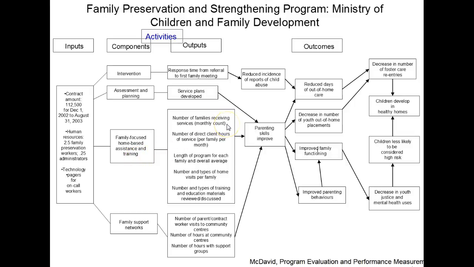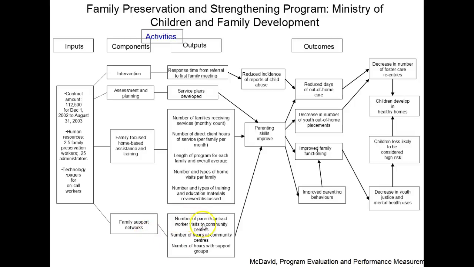Again, you can see number of families receiving services, a monthly count. Per family, client hours of service per family per month. So you're seeing that they're measuring how that program was actually implemented on the ground, and you can see how each of these components will be important. If you want to understand the outcomes, you need to know the dose of that program that was received. And so ideally those outputs would be measuring that dose, and you can see the various measures that they're taking. That's a very important part of planning a program.